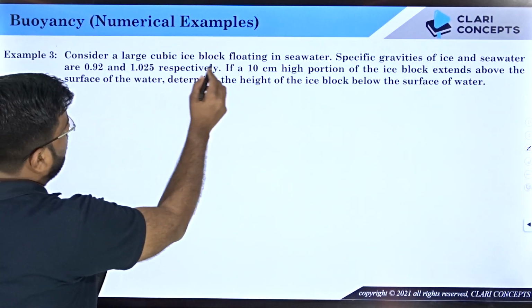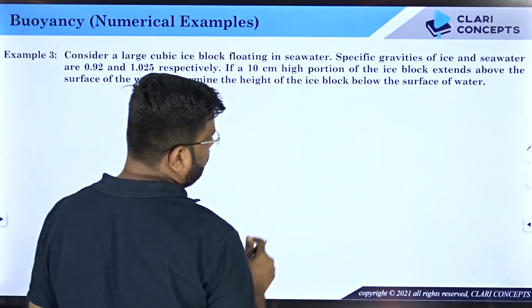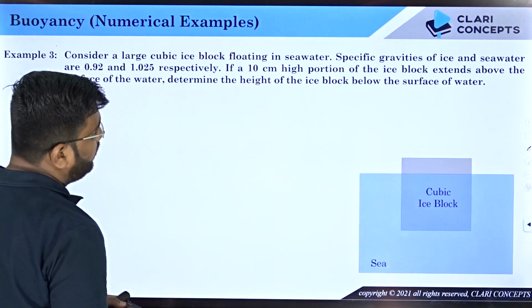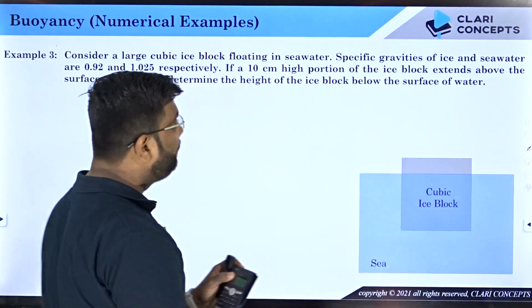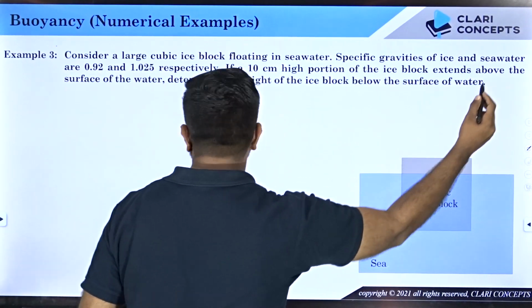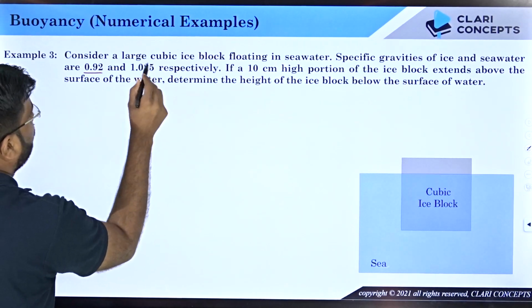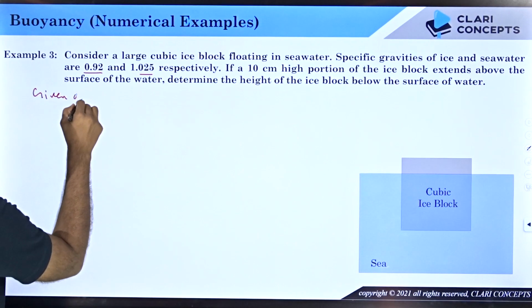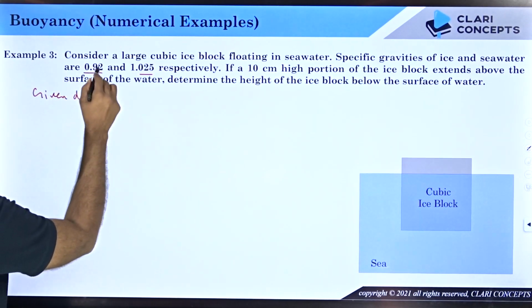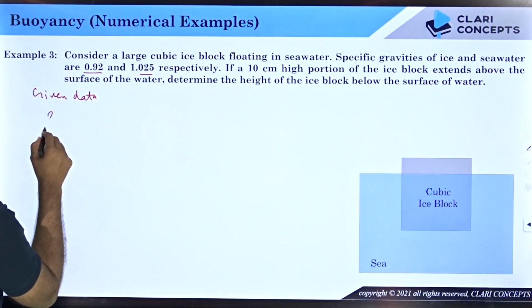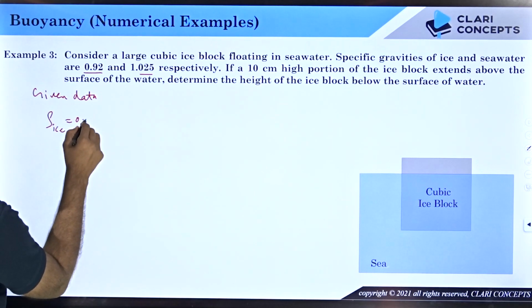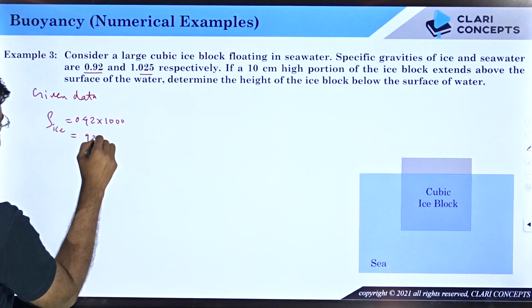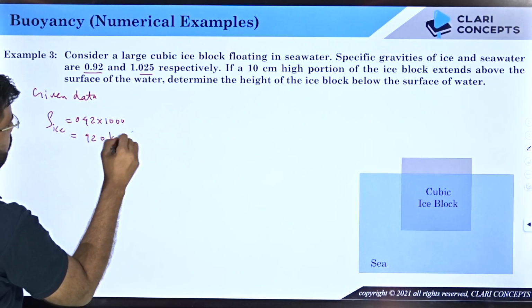Consider a large cubic ice block floating in sea water. So I have the sea water and the ice is floating on the sea water, right? Cubic ice block, so all the dimensions are equal. Specific gravities of ice and sea water are 0.92 and 1.025 respectively. So given data, I will just write the given data. See, specific gravity of ice is 0.92. So density of ice will be 0.92 into 1000, which is 920 kg per meter cube.